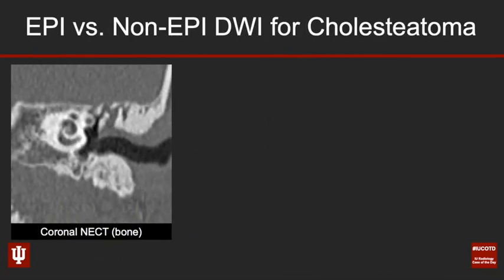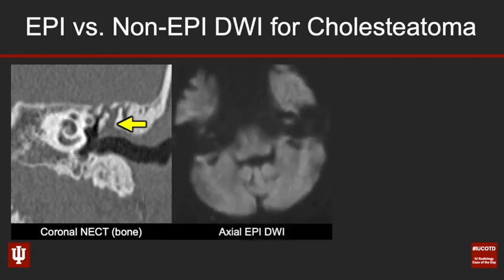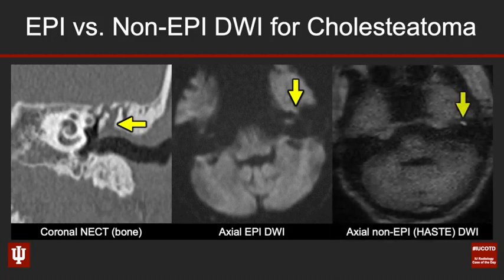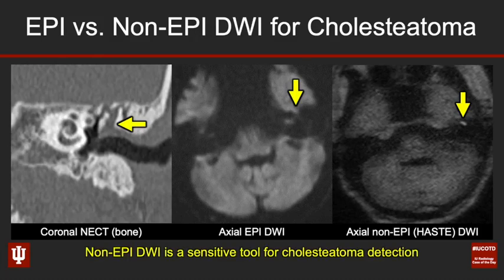So here's just an example of comparing EPI versus non-EPI diffusion and what it means for cholesteatoma assessment. Here on this coronal temporal bone CT, we see opacification of the lateral epitympanic recess and blunting of the scutum, sort of thinned out tegmen. Looks really good for a cholesteatoma, right? Well, here's our EPI diffusion, and we're stuck pondering, is this the cholesteatoma? Or maybe it's this dot over here, or maybe it's this little sort of nebulous bright spot. Do our axial HASTE or non-echoplanar diffusion, and yep, sure enough, that little, probably the least suspicious looking area was actually what was cholesteatoma. So hopefully this drives home the point that non-EPI diffusion is a really sensitive tool for detecting cholesteatoma.